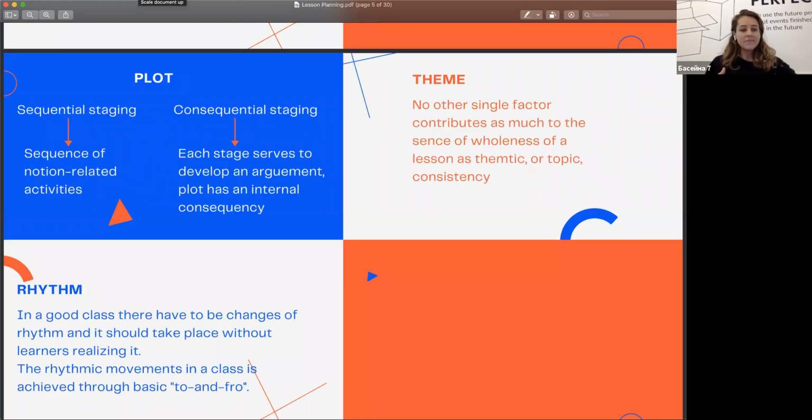So basically, like in any good class, there should be a rhythm, and this rhythm should change once in a while. And what is more important, it should not be very obvious for students. Learners shouldn't realize that something is changing. And with easy to-and-fro activities, you create this rhythmic movement. Let me explain what I mean by to and fro. It means back and forward.